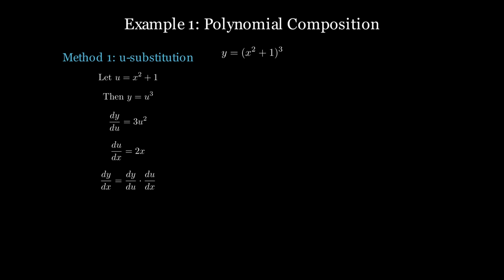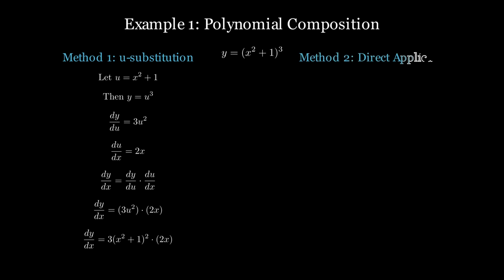dy/dx equals dy/du times du/dx. We substitute our calculated derivatives into the formula. Our final step is to substitute the original expression for u back into the equation, so our answer is only in terms of x. Now let's try the more direct method.